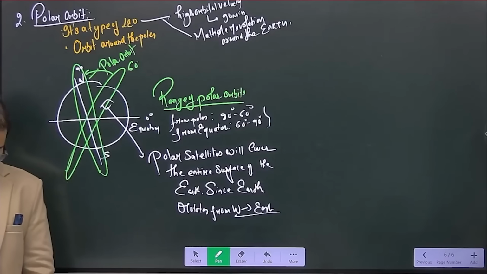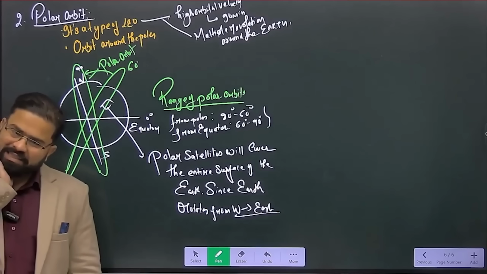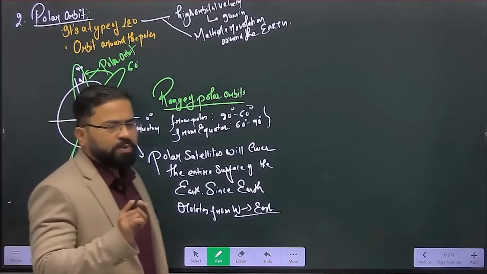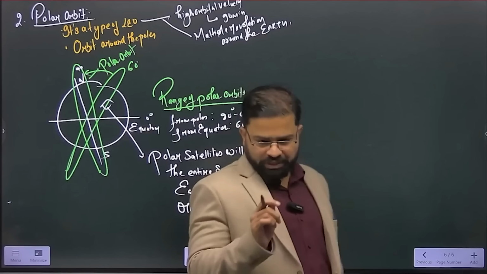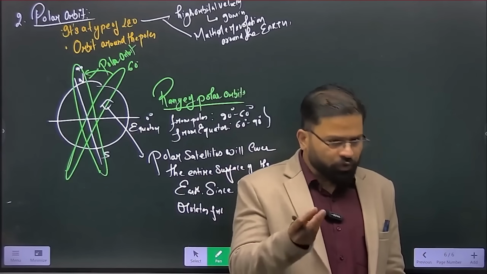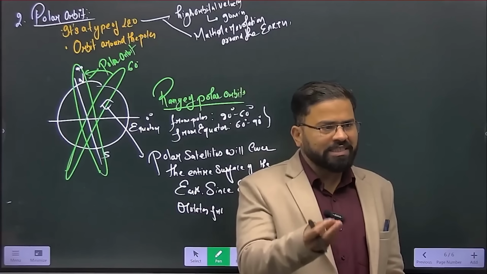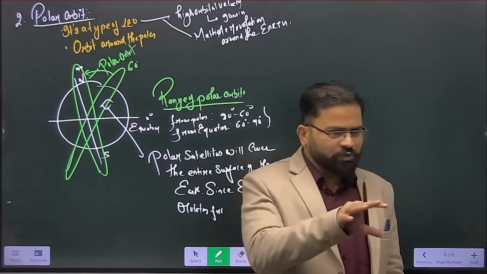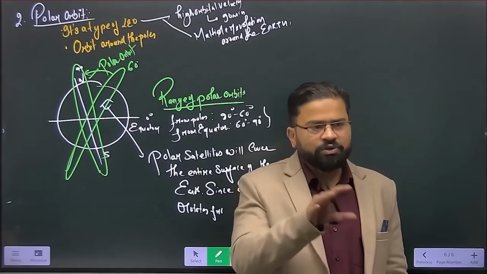Done? And since polar satellites are parked closest to the Earth, obviously this is being used for the purpose of monitoring the resources. Since they are closest to the surface of the Earth, the photographs they take will be in HD, high resolution, and because of that, it can be used for resource monitoring.